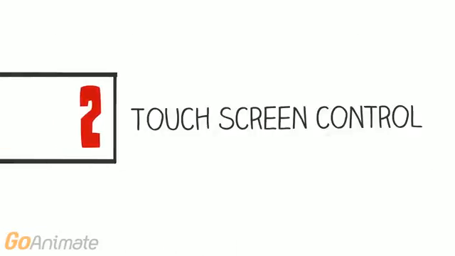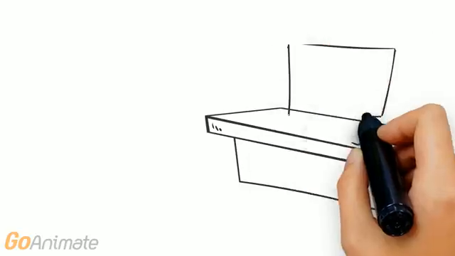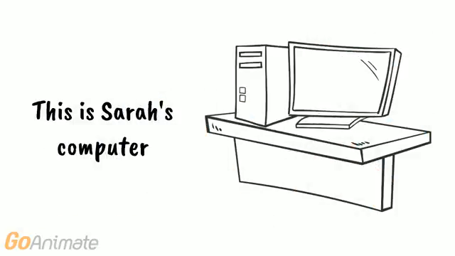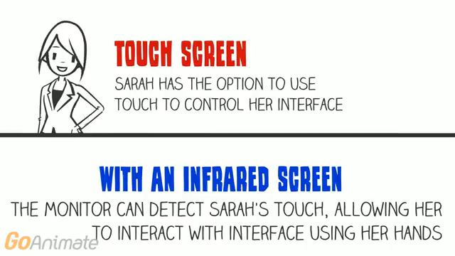Now we'll look at touchscreen control. This is Sarah, and this is Sarah's computer. Sarah is going to use touchscreen as she has the option to use touch to control her interface. With the infrared screen, the monitor can detect Sarah's touch, allowing her to interact with the interface using her hands.